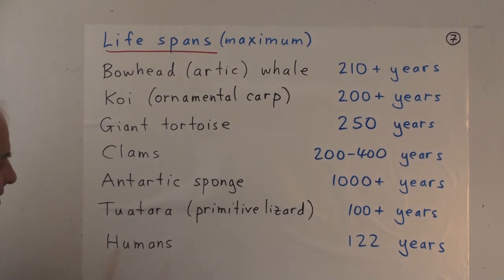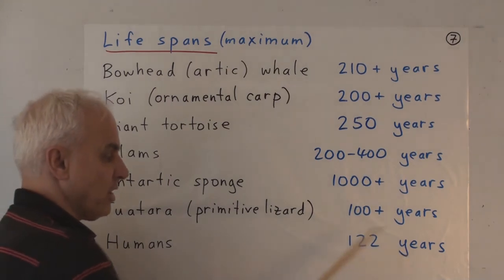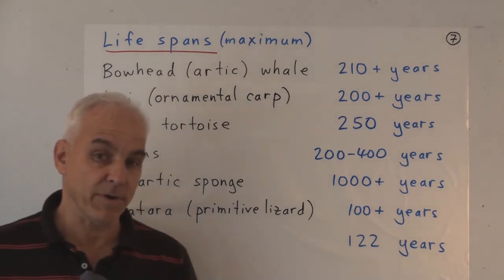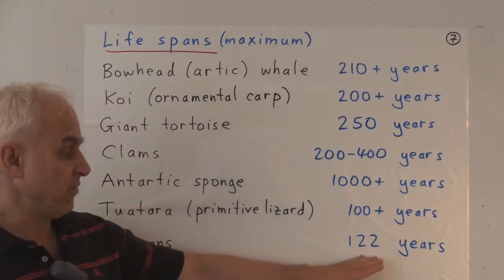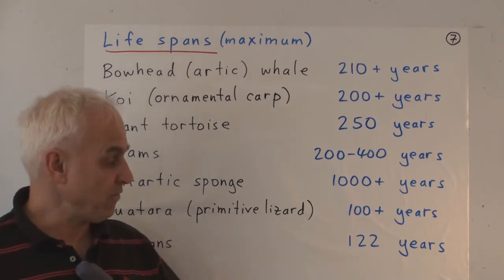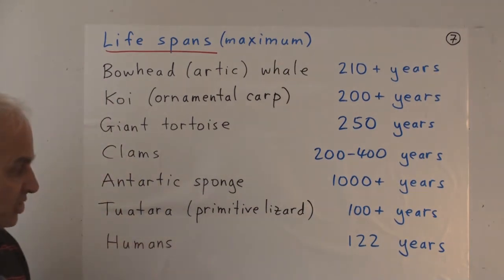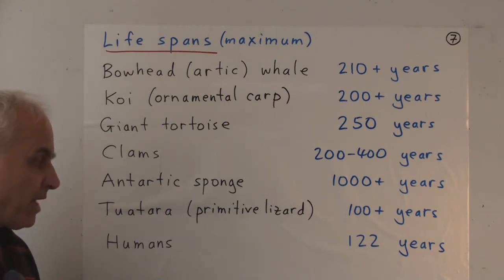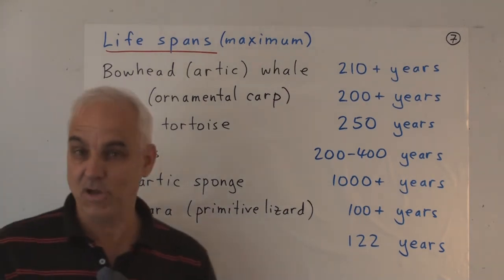And in terms of humans, the record that's completely substantiated and that's absolutely certain is 122 years. It's a French woman who lived around Arles, probably knew Van Gogh, and she was documented to have lived 122 years. There's probably other cases where humans have lived beyond that.